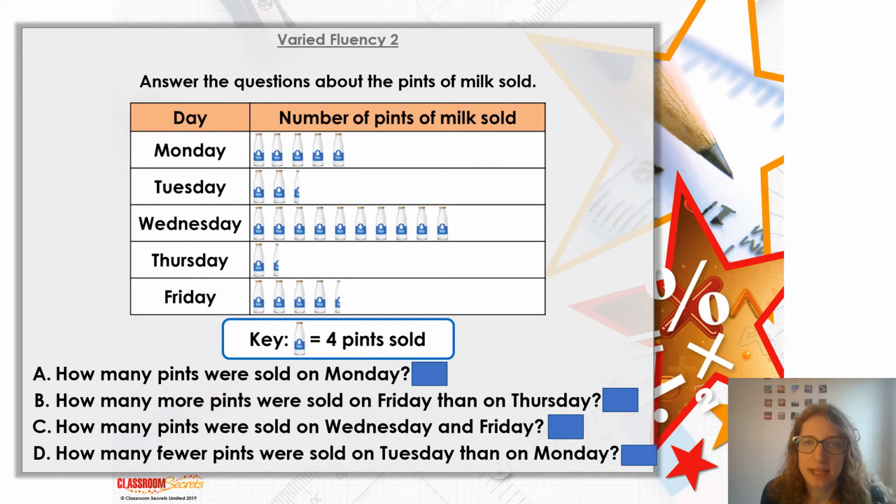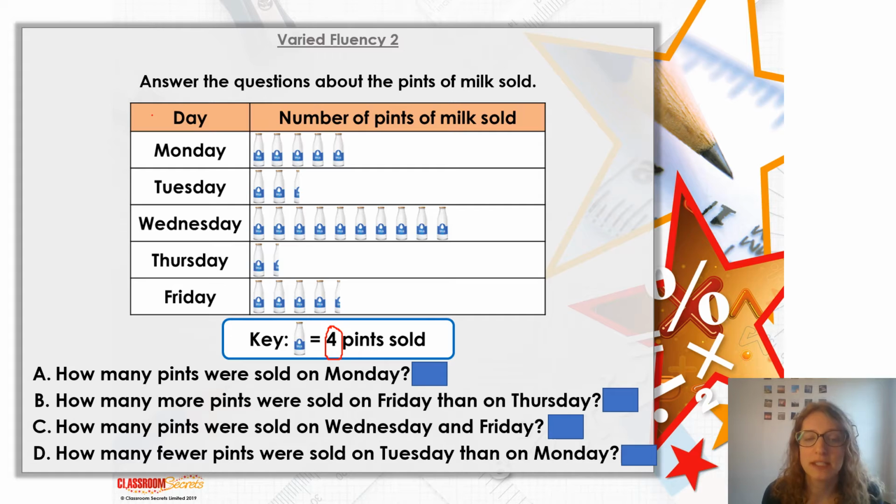Right, similar thing, we're going to answer the questions this time about pints of milk that are being sold. So we've got the days of the week down on this side here, and then we've got the number of pints of milk sold. So look at the key. How much is each bottle worth? Good, so each bottle is worth 4, so we're going to need our 4 times tables today. All right, so have a look through and see if you can answer these questions.